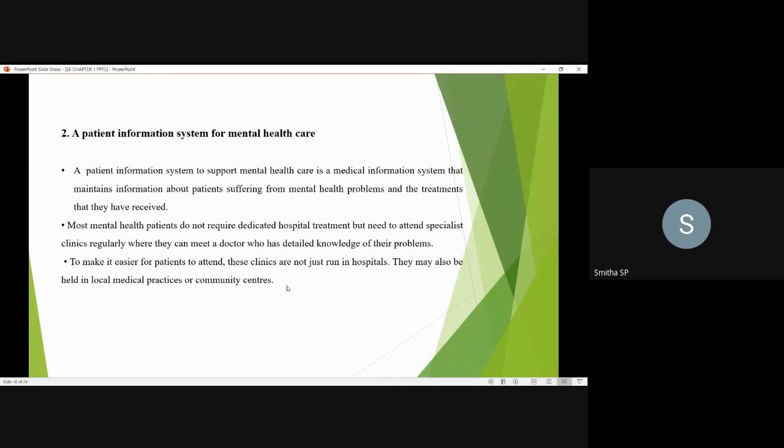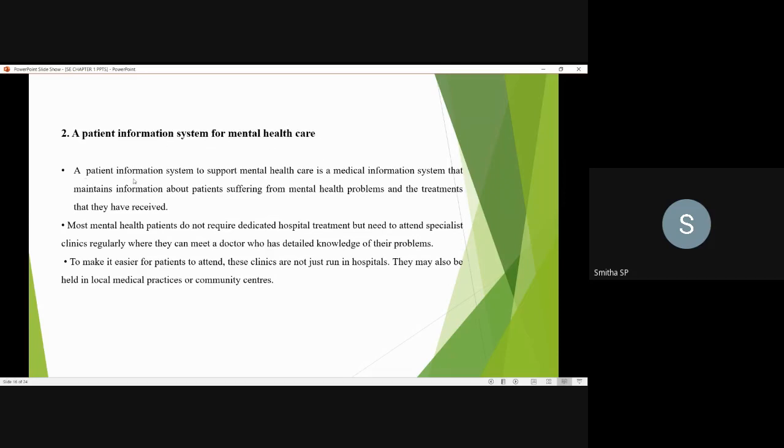In our last session, we discussed one of the case studies, that is an insulin pump control system. And in today's session, we will be discussing a second case study, that is a patient information system for mental health care. We shall have a slight look at what a patient information system for mental health care is.